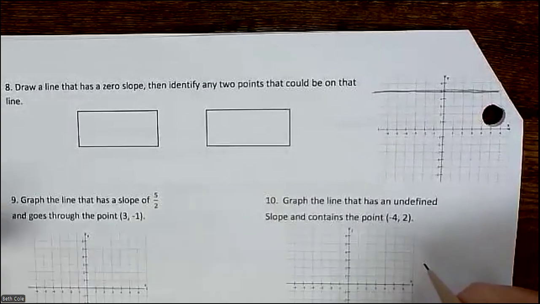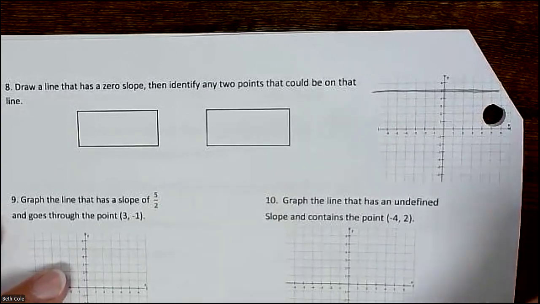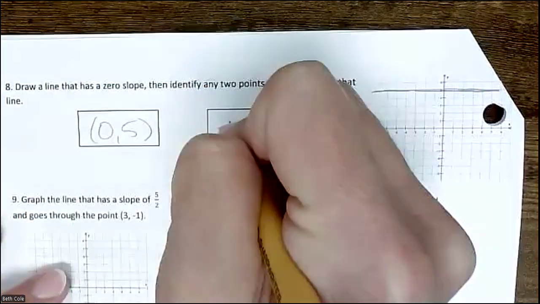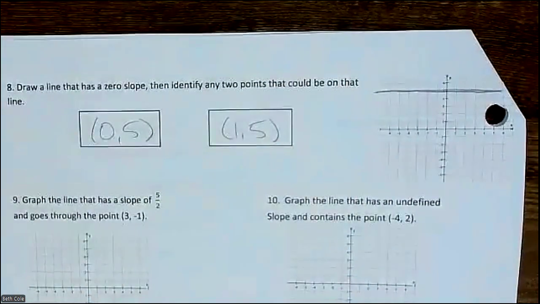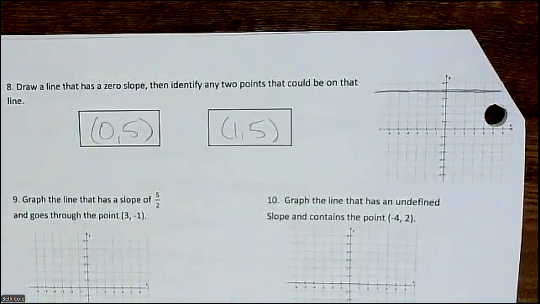Pick 2 points that are on the line. It really doesn't matter. Pick any 2 you want. I'm going to put 0, 5 and 1, 5. If you drew yours at 3, you would have something, 3. You know what I'm saying? It just depends on where you drew your line.